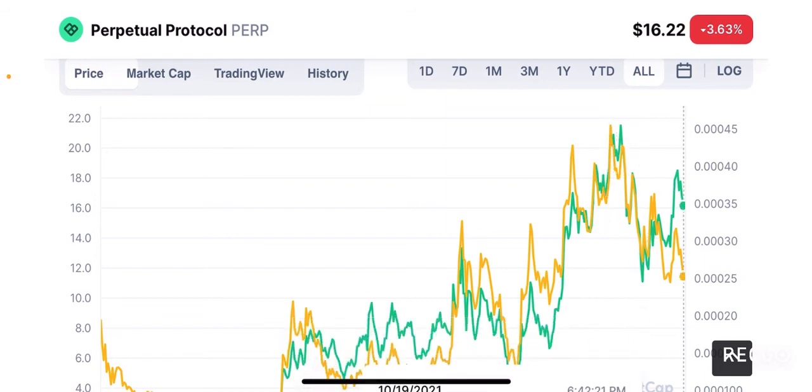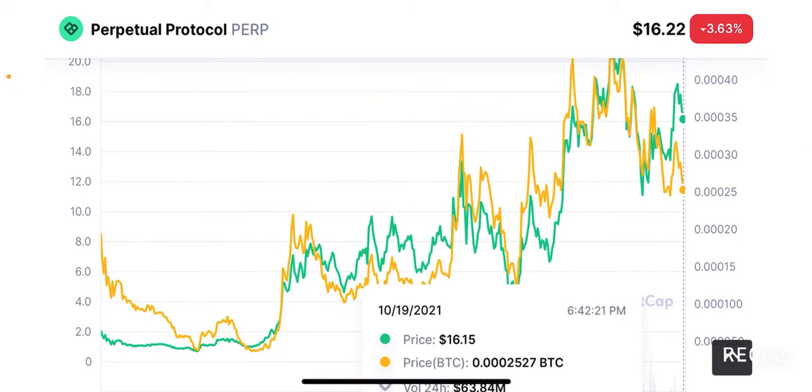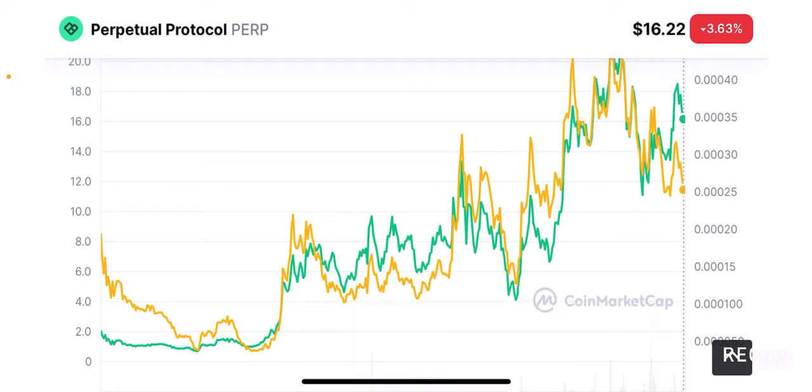And now it's on a downward trajectory, right? I think in the Bitcoin comparative, this token can go lower. I think this token can easily touch the 20,000 satoshis mark, which will be a good entry point. And since Bitcoin itself is pumping right now, I think this token will definitely go below the 20,000 satoshis mark per token, which will be a good opportunity to enter.